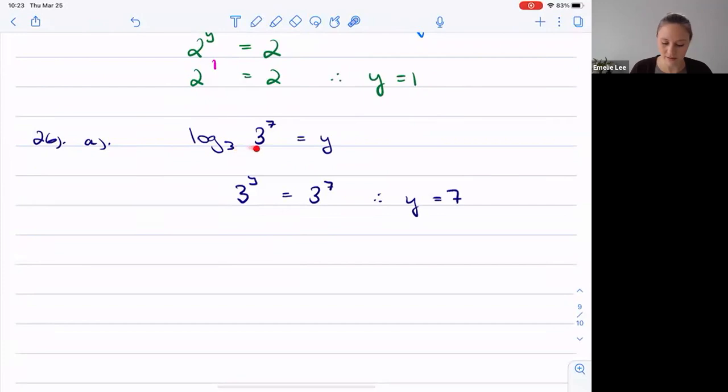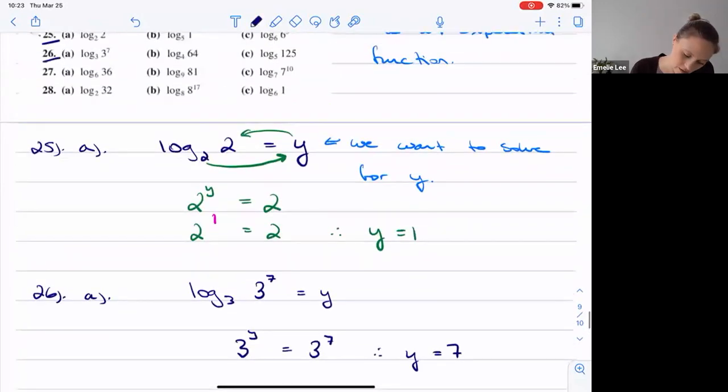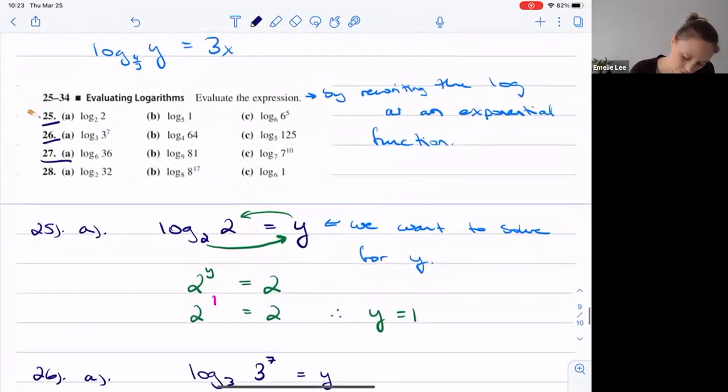Which means that the log base 3 of 3 to the 7, even though that looks tricky and complicated, we know it must be 7, right, from here. Okay. How about 27a?